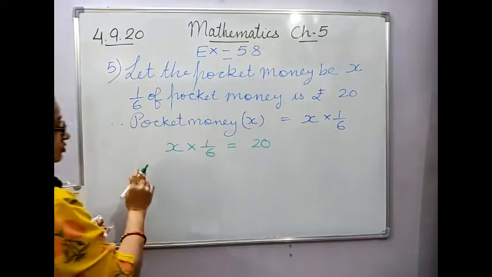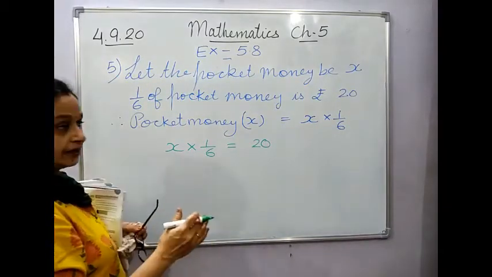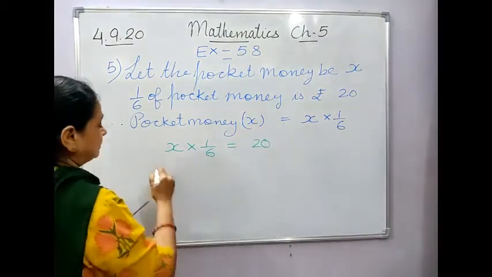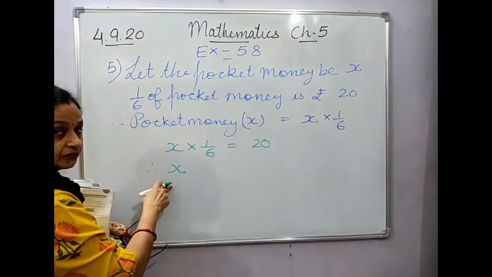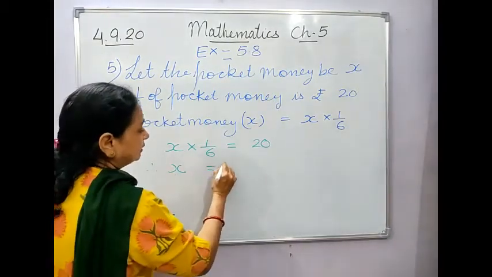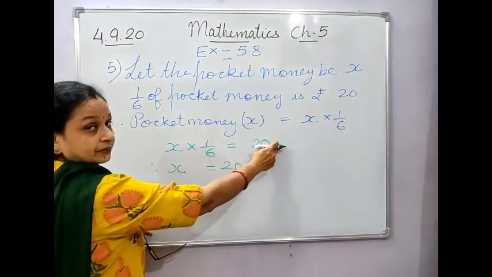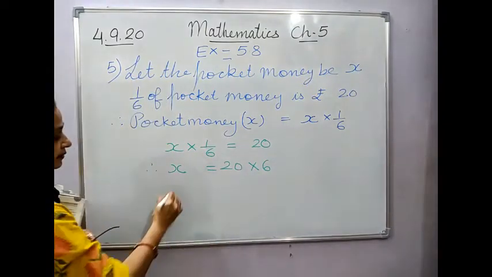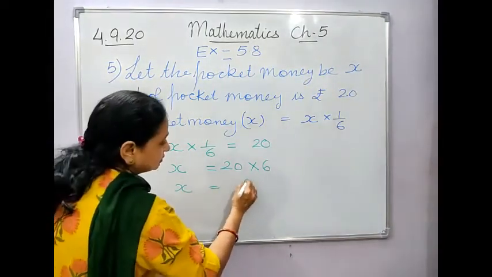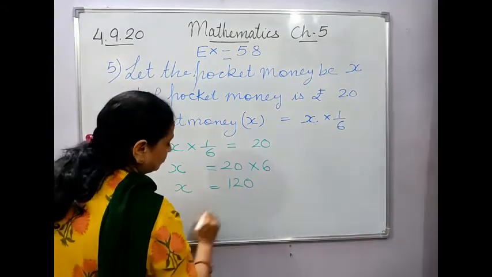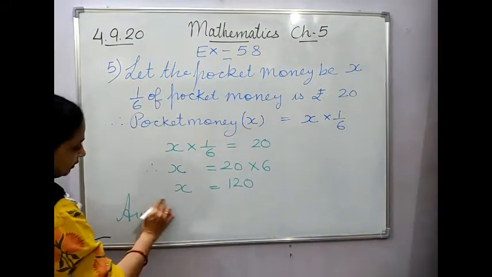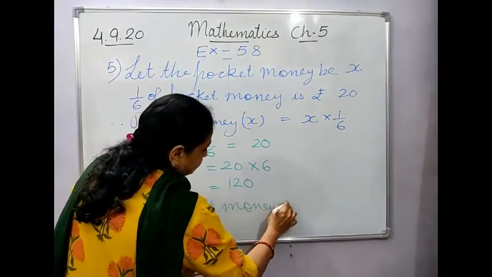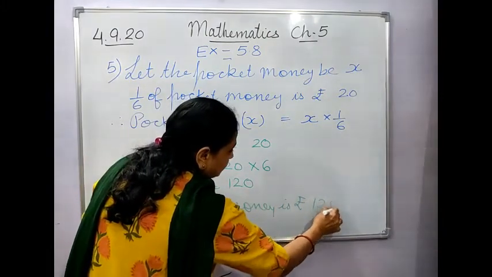Now children, the thing which you have to find out will remain over here, and all the other things you will take to the other side. Therefore, x, which you have to find out, this is actually the pocket money, 20, and when you bring it over here, this multiplication sign will go and this will become 6. So x is equal to 120, 6 2s are 12. So your answer is pocket money is rupees 120.